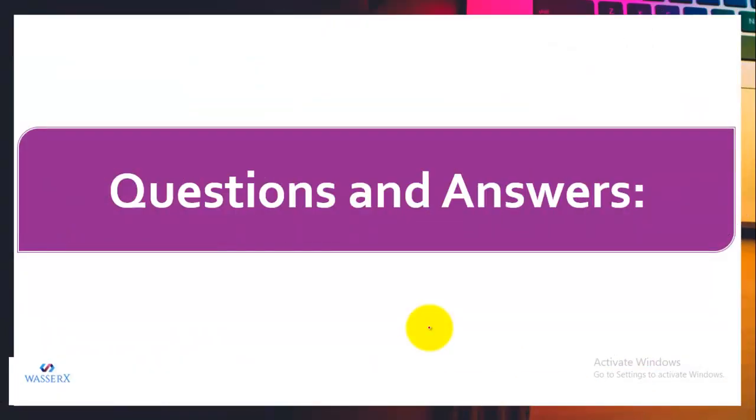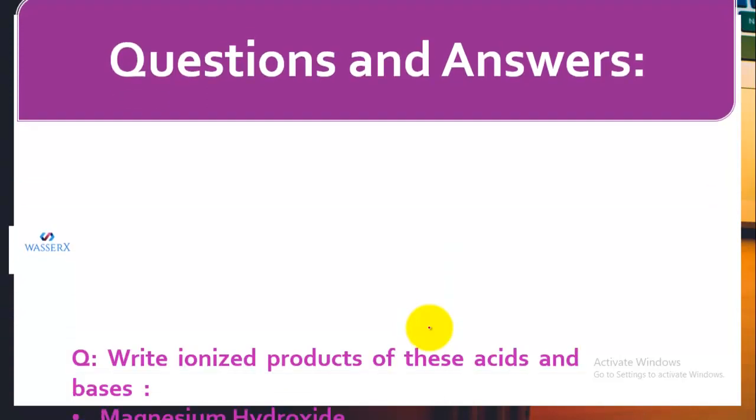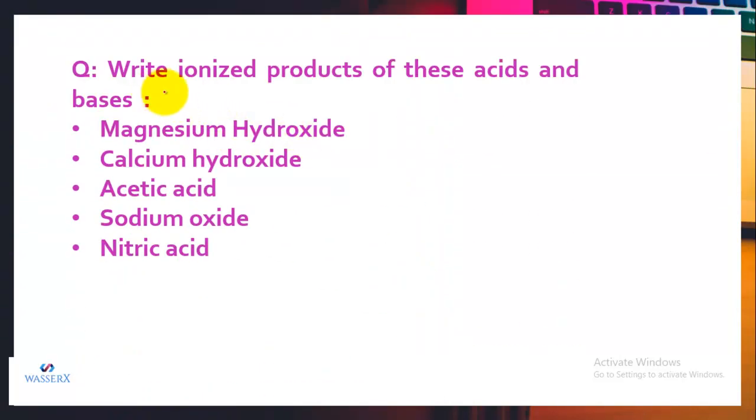Let's do a few questions and answers. The first question is, write the ionized products of these acids and bases. That is, we have these given substances and we need to write their ionized products, that is, when they are added to water, how they get ionized.